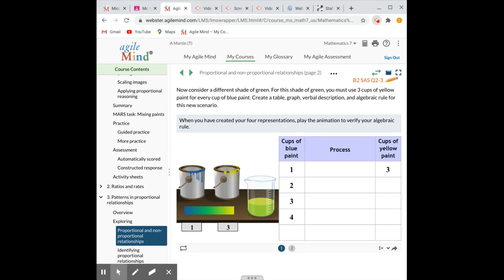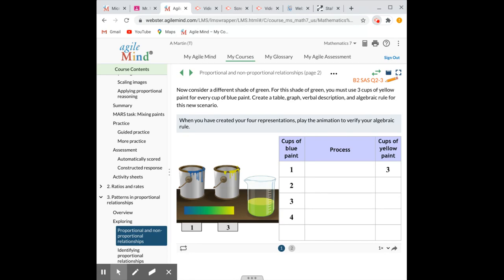So, somebody tell me what you got for your table. What did your process look like? How do we get 1 to become 3? 1 times 3. Good. If we have 2 cups of blue paint, how many cups of yellow paint would we have? 6. Perfect. And what is the process to find that? 1 plus 3 plus 2. Well, no. Wouldn't it be 2 plus 2 plus 2? Yes, which is 6.